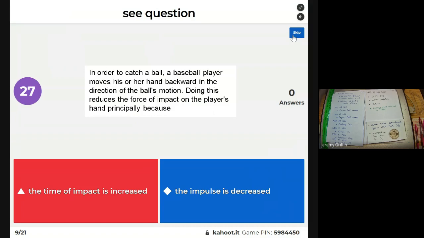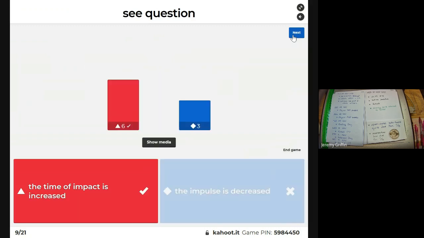In order to catch a ball, a baseball player moves his or her hand backward in the direction of the ball's motion. Doing this does reduce the force of impact. Why? Ooh, yeah, pretty good. Most of you guys got that. The time of impact is increased.